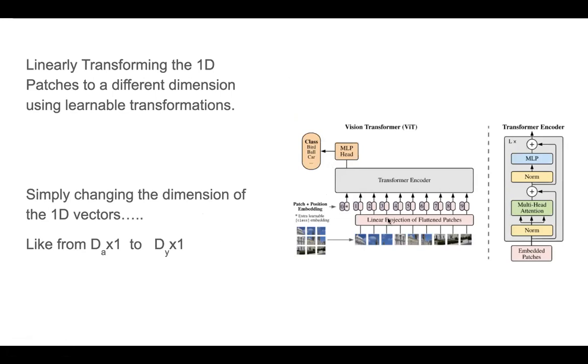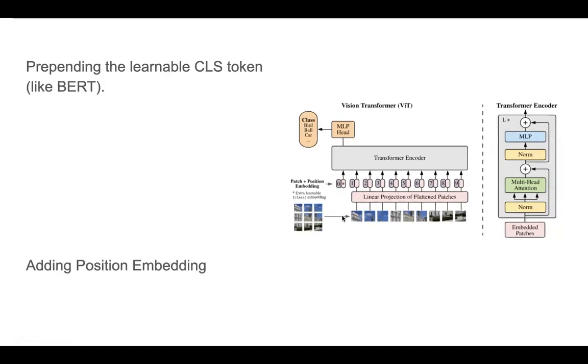So this is the task of this linear projection layer. It projects these 1D vectors into some other space. When these are projected to some other space, after that, we also prepend an embedding like we do in the BERT model. The BERT model also uses this CLS token. We use a similar kind of token here in ViT also.